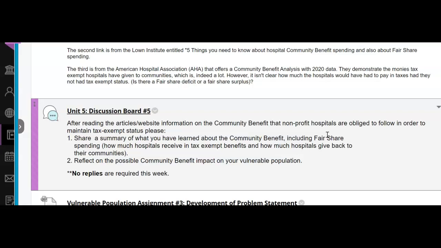But that's not the case, and you're going to find out more about that as you do the readings. Some hospitals give back more, others significantly less, and you're going to look at how they give back in charitable care, meeting the low costs of what they're reimbursed for Medicaid. It's very, very interesting. And then you're going to reflect on the community benefit and the possible impact on your vulnerable population. Maybe you don't see an impact on your vulnerable population with this community benefit, but I ask that you at least look at that, because I think in most cases you will.